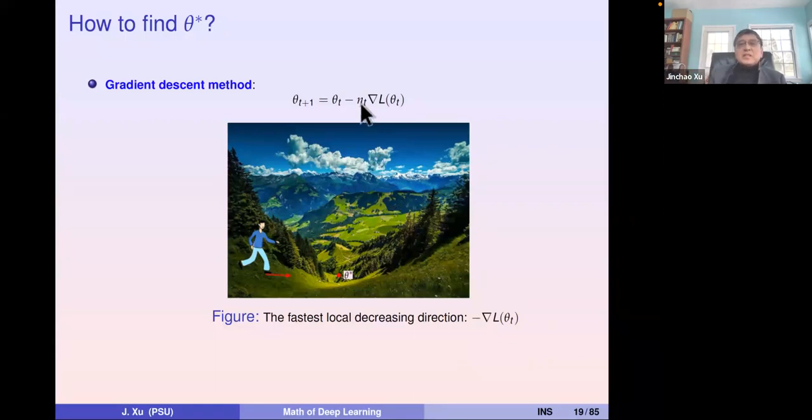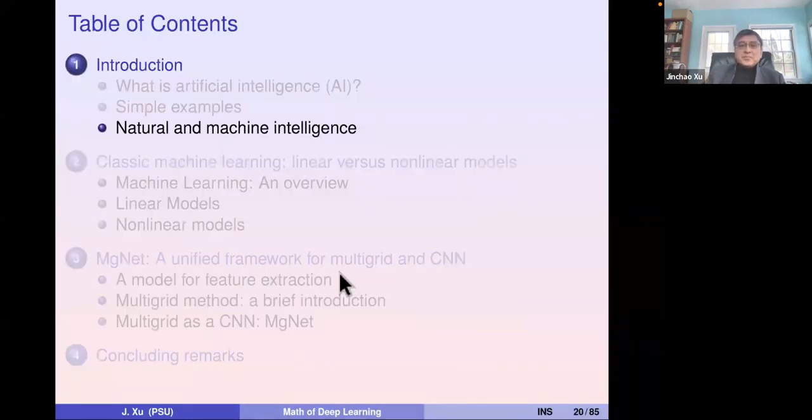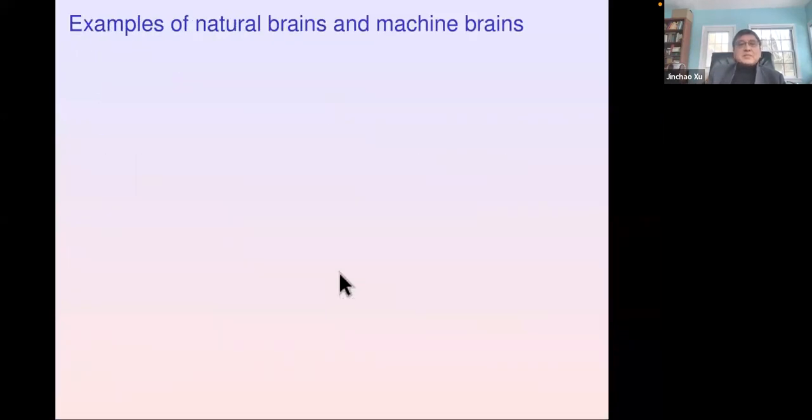So theta t is the current step, where you stand, and you take an eta t kind of step size. If the step size is too large, you go uphill, so you have to take the right size so that you go down the hill. This is what is called the gradient descent method. It's still the most commonly used, and some variants like the stochastic gradient descent method are still the methods used in practice these days. I'll come back to that later a little bit.